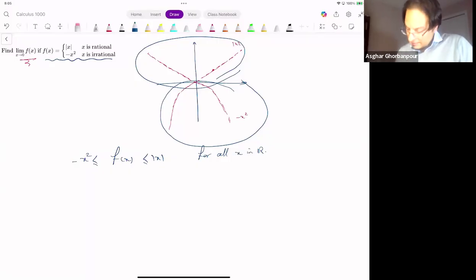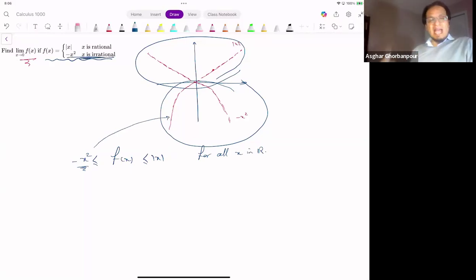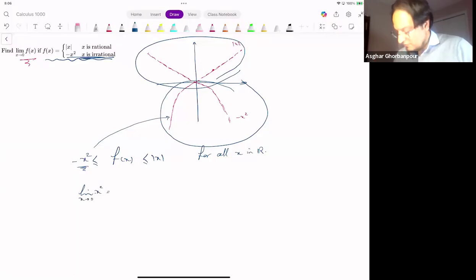Now this negative x squared here is not the same one that was there. That was when x is irrational. This negative x squared is negative x squared everywhere. So we have the limit of the smaller function as x goes to 0 is equal to negative 0 squared, which is 0. The limit of the upper function, absolute value of x, as x goes to 0.